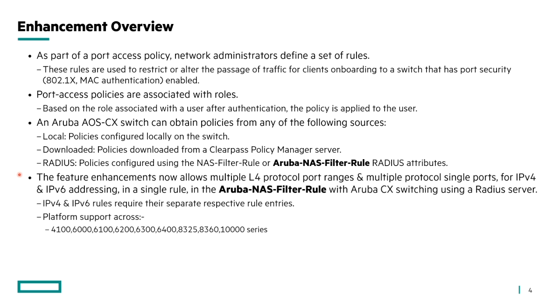And the feature enhancement now allows for multiple layer 4 protocol port ranges and multiple protocol single ports for IPv4 and IPv6 addressing in a single rule using the Aruba NAS filter rule attribute, with the Aruba CX switching using a RADIUS server. So IPv4 and IPv6 rules require their separate respective rule entries, and we'll take a look at that in the configuration guidance. And here again is the platform support across the CX range.